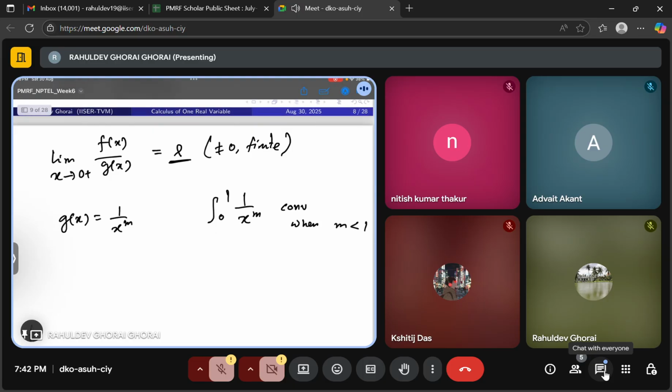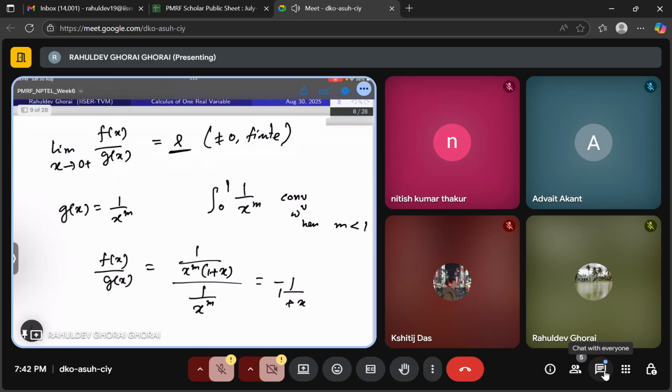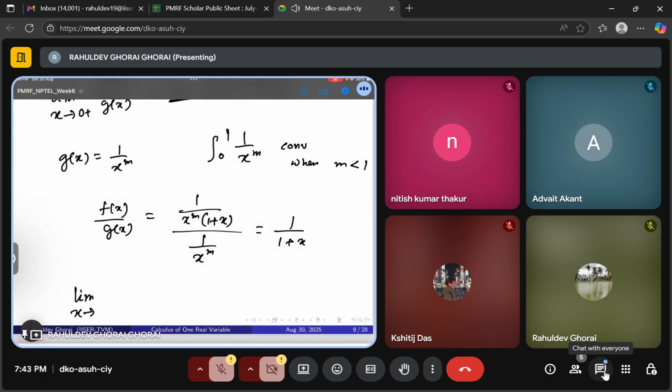Otherwise it will diverge. Okay, and now if you see f(x) over g(x), how will that be? f(x) over g(x) is 1 over x to the power m times 1 plus x, and g(x) is 1 by x to the power m, so that will be 1 by 1 plus x. And the limit as x tends to 0 plus of f(x) over g(x) is equal to 1 by the limit of x tends to 0 plus of 1 by 1 plus x, that is 1. So it is not equal to 0 and it is a finite number.